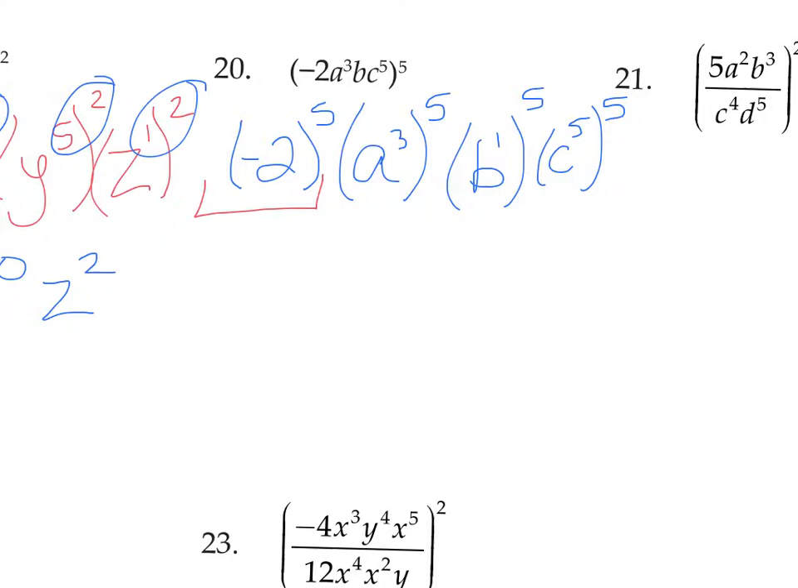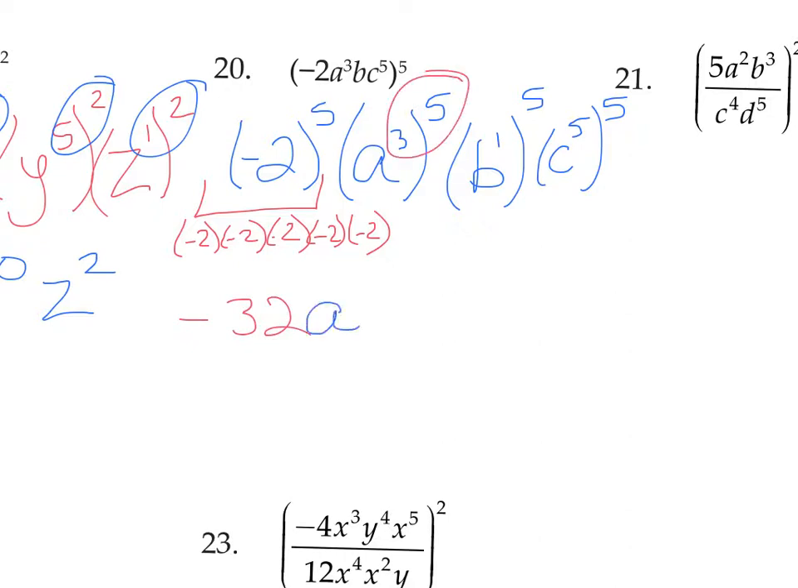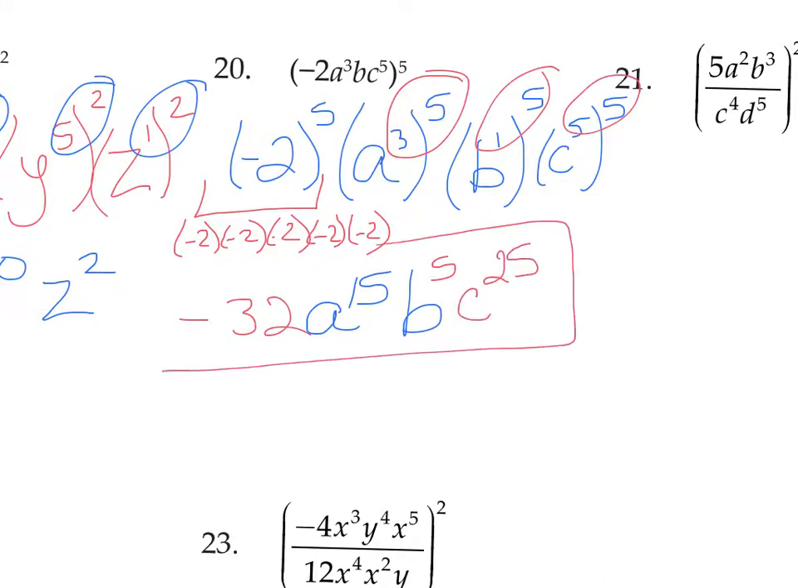And then simplify. All right, -2 to the 5th is -2, 5 of them multiplied together, makes -32. a cubed to the 5th, use the shortcut, multiply those exponents, you get a to the 15. Same thing with these b's. You're going to get b to the 5, 1 times 5. And you're going to get c to the 25. -32, a to the 15, b to the 5, c to the 25.